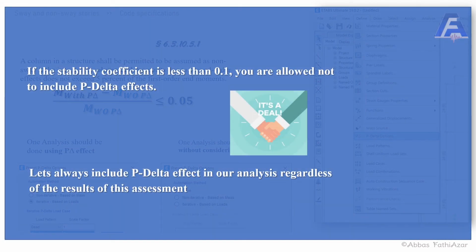BNBC says that if the stability coefficient is less than 0.1, you are allowed not to include P-delta effects. But let's have a deal now. Let's always include P-delta effect in our analysis, regardless of results of the stability coefficient, because it is not a complex or time-consuming approach. It's just a few clicks, and even checking for this coefficient is much more time-consuming than including the P-delta effect.